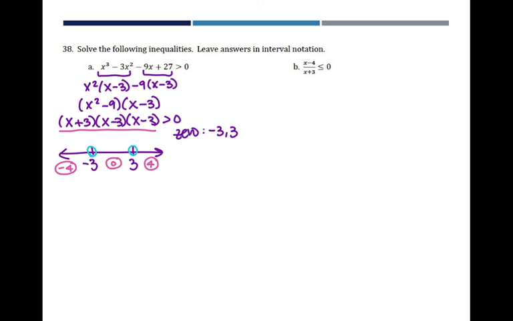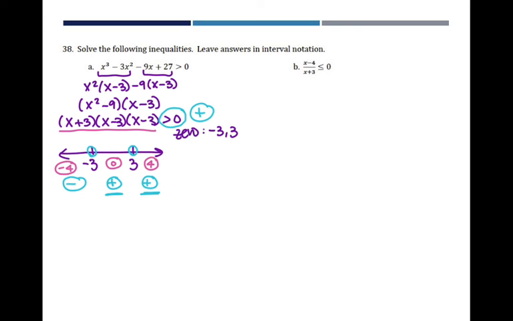Now, when I plug in -4, the result is negative. When I plug in 0, the result is positive. When I plug in 4, the result is also positive. So if I look back at my inequality, it said it needs to be greater than 0. Well, numbers that are greater than 0 are positive. So I want to pick these two intervals for my solution.